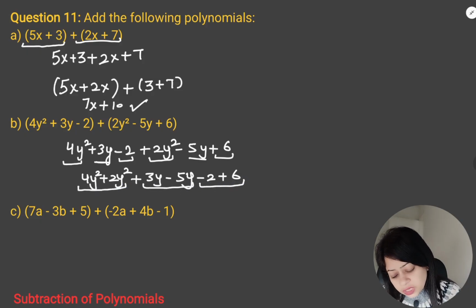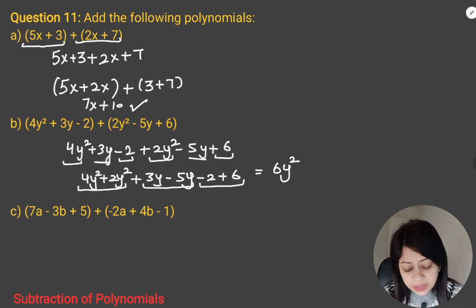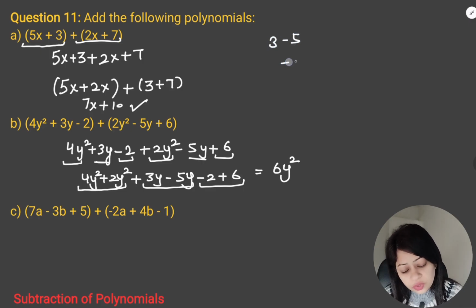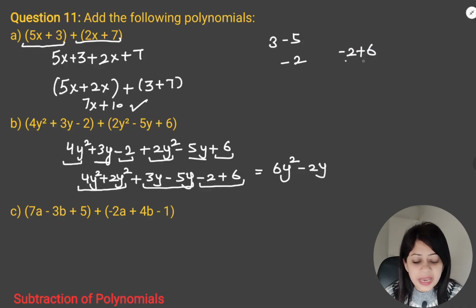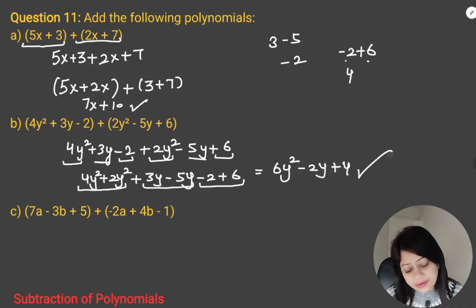What is 4y square plus 2y square? It is 6y square. Now what is 3y minus 5y? First I will see what sign I need to write. What is 3 minus 5? 3 minus 5 is minus 2. So this is minus 2y. Now what is minus 2 plus 6? Signs are different, so you subtract. So this is plus 4, and this is our answer, right?